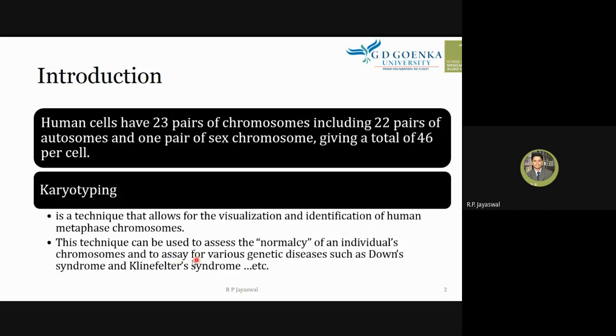And also to assay for various genetic diseases. This is one of the techniques which helps to determine various genetic disorders such as Down syndrome and Klinefelter syndrome. These are various chromosomal disorders and abnormalities, and these abnormalities are usually determined by the karyotyping technique.